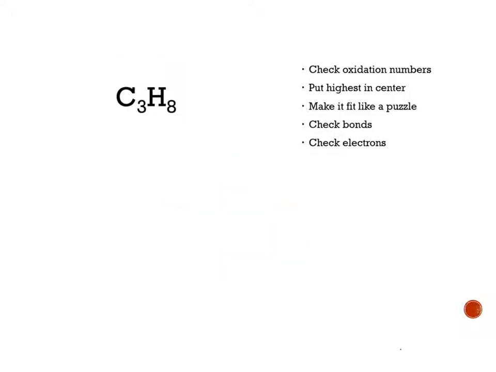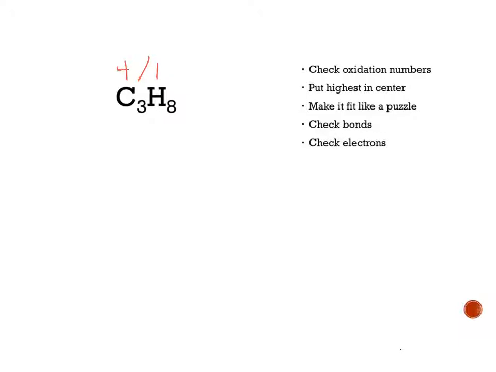Next one is C3H8. So oxidation numbers haven't changed. It's still 4 and 1. Now this one's a little different, right? I have 3 carbons, okay? This is what we would consider in biology like a carbon backbone. You may have heard that before, you may not have, okay?